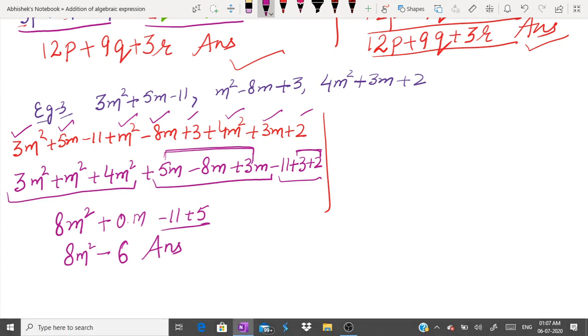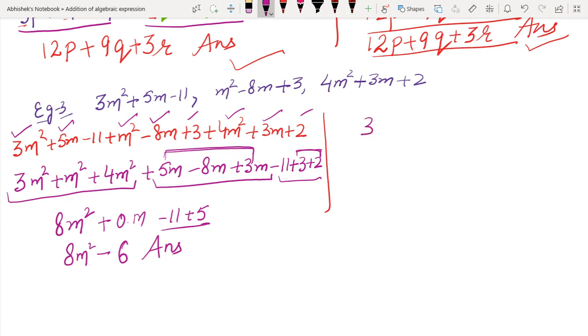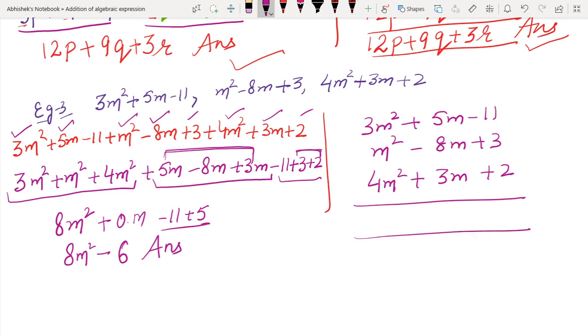Now in the column method, write each expression in a separate row, so the like terms are arranged one below the other in a column. So m square here, minus 8m plus 3. Here it is 4m square plus 3m plus 2. So now we will add it. Again the m square remains as it is. So 3 plus nothing is here. The coefficient of m square is 1. 3 plus 1, 4. 4 plus 4, 8.